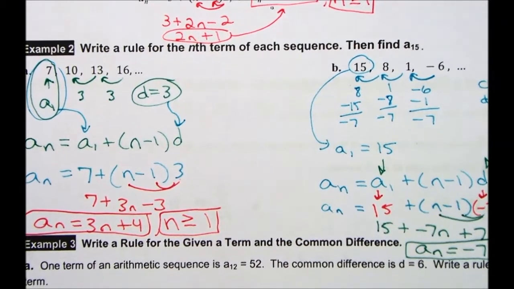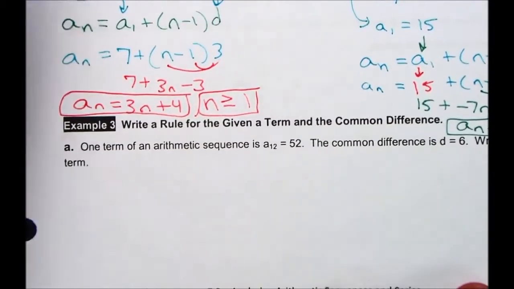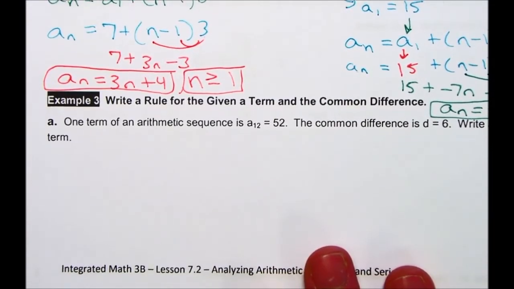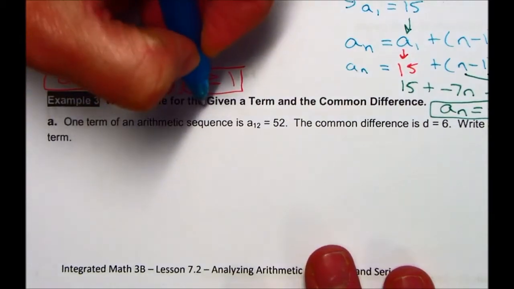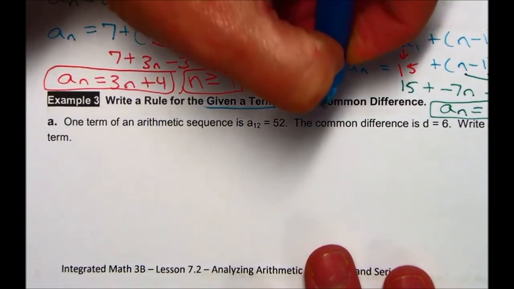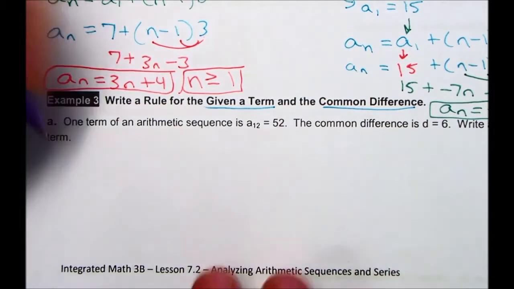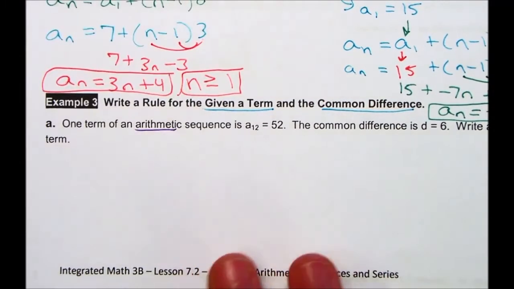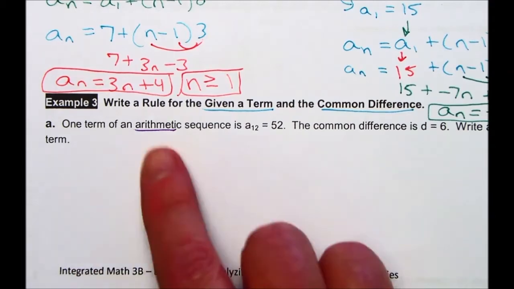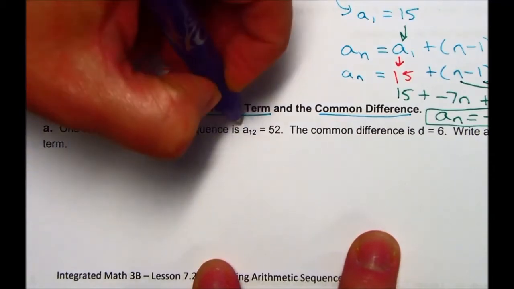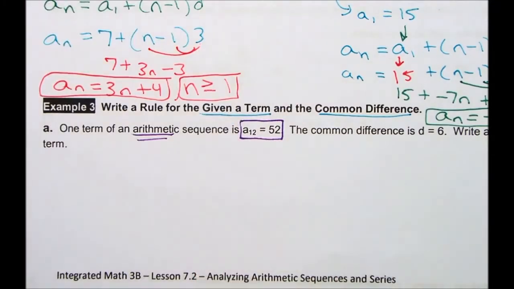Okay, the next thing you're going to do is, again, write a rule. So we're writing arithmetic sequences again, but instead of being given the list, you're going to be given a term, and you're going to be given the common difference. They're telling you it's an arithmetic sequence, so pay attention to that. In the next section, we're going to be doing geometric sequences. So you've got to read the directions to see whether it is an arithmetic sequence or a geometric one, which we're going to get to in section 3.